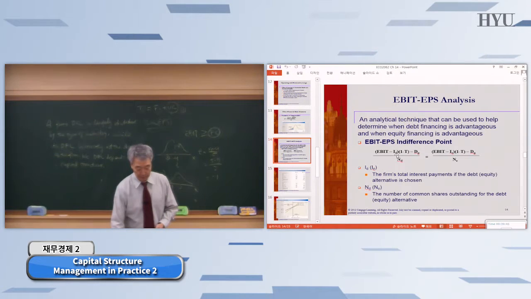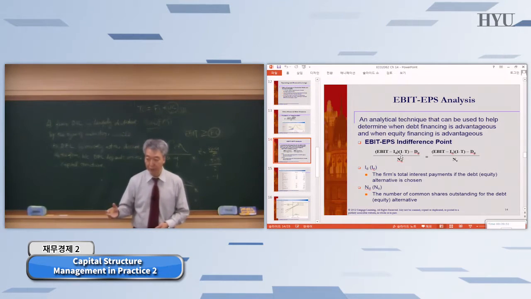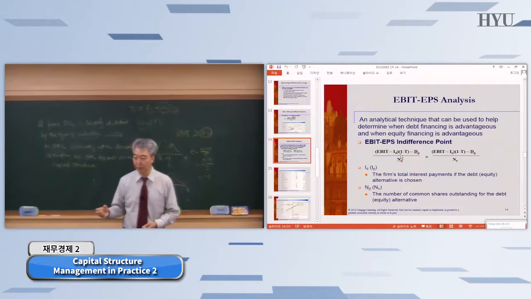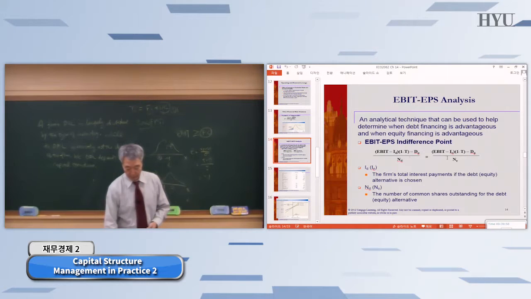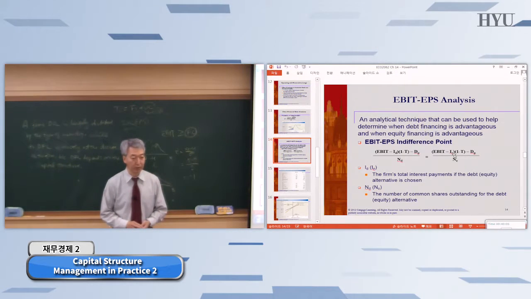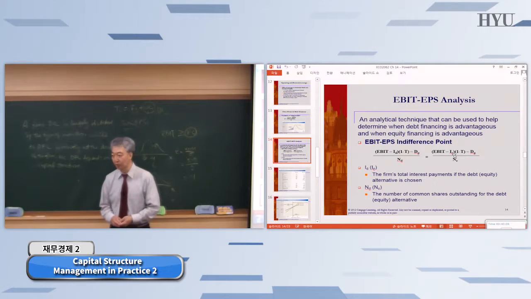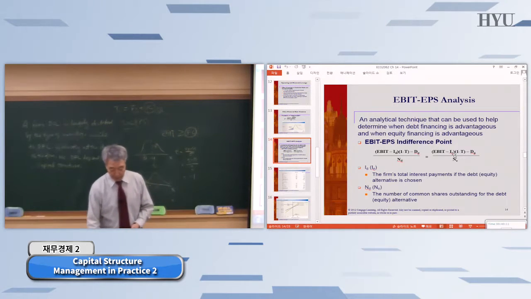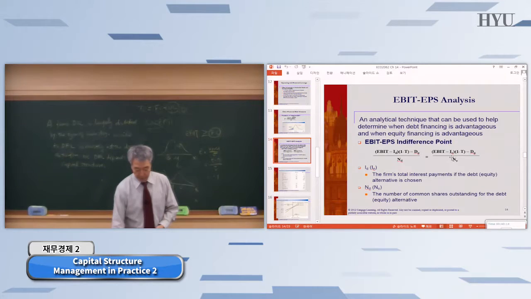Because ID here will be current interest cost plus some additional interest cost, because they're thinking about debt financing for that additional amount, right? Here, IE is simply existing interest cost, because they are not going to take on any additional debt, right? There will be no additional interest cost, right? Okay, so again, EBIT minus IE will be EBT, right? And then multiply 1 minus T, EAT, and subtract preferred dividend, right?